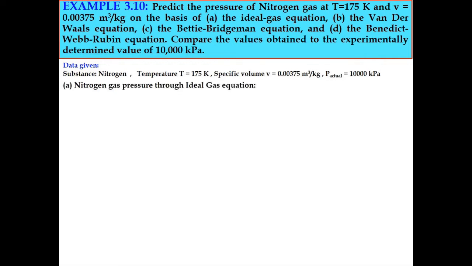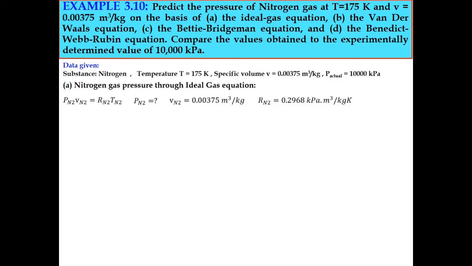Okay, first determine the nitrogen gas pressure through the ideal gas equation. So we have the PV = RT formula. Now we implement PV = RT for the nitrogen gas, so we need to determine P of N2. We already know that v of N2 equals 0.00375 meter cubic per kg, and R of N2, so we need to find the gas constant value for nitrogen. Normally we can get it from the table in the textbooks.